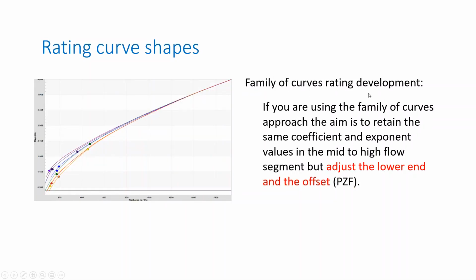When it's a family of curves, the aim is to retain the same coefficient and exponent values in the mid to high segment, but we're adjusting the lower end. So we're adjusting the offset at the lower end only. These would typically need a breakpoint in there to separate those two.